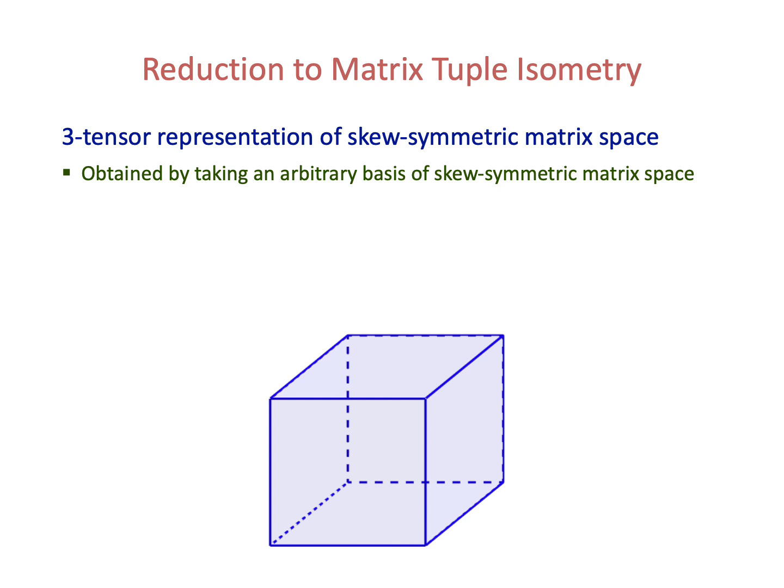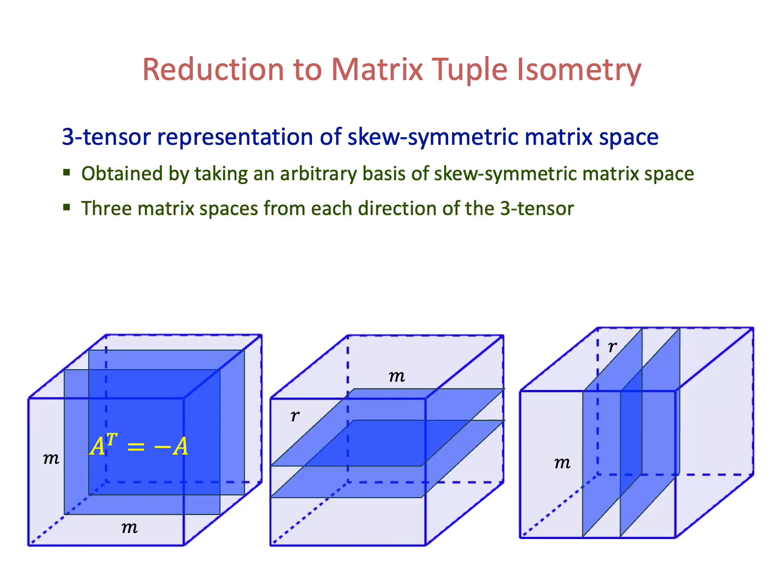Now, we give our final reduction to the matrix tuple asymmetry problem. Here, it is helpful to think of the skew-symmetric matrix space as a three-dimensional tensor by taking an arbitrary basis of the skew-symmetric matrix space. When we look at the tensor from three different directions, we get three matrix spaces. One is the original skew-symmetric matrix space, and two others are matrix spaces of R by M matrices.